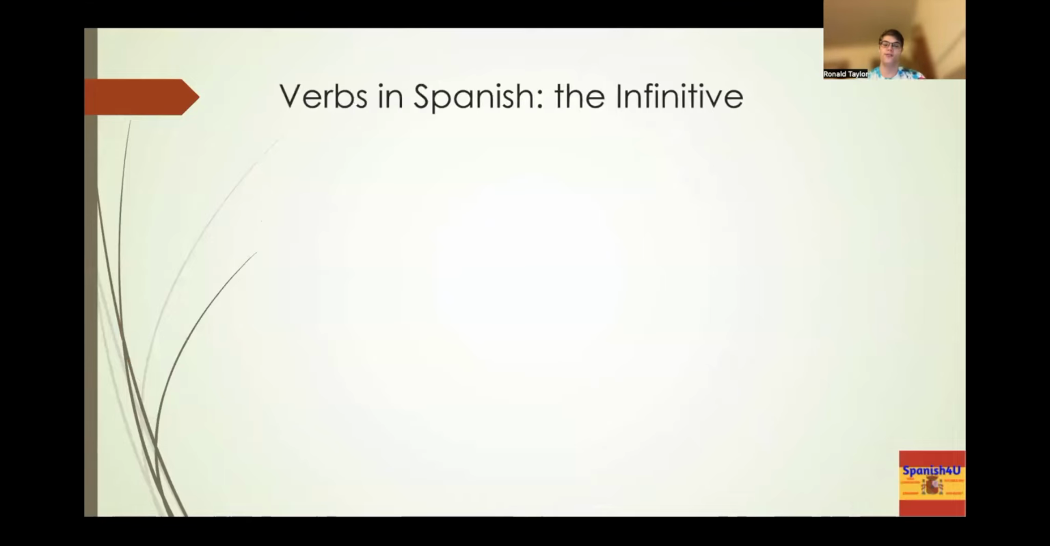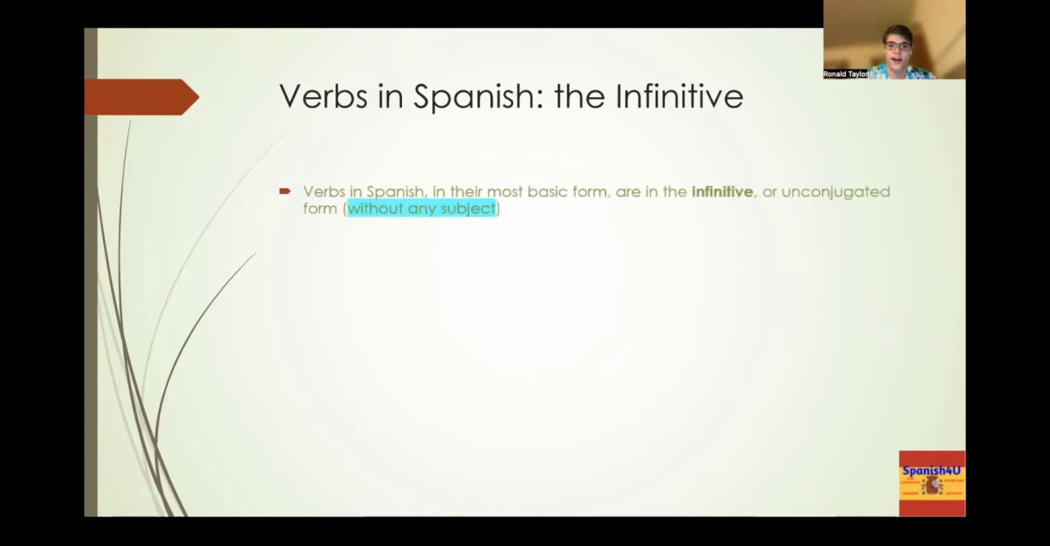All right, so before we get started, we just have a few things to define because we're going to start all the way at the beginning. So, first things first, we have an infinitive, which is going to be like the main form of a verb in Spanish, which is the unconjugated form, so it doesn't have any subject. And these forms of the verbs end in AR, ER, or IR. That's how we differentiate the three kinds of verbs in Spanish, and those are distinguished by their infinitive ending.